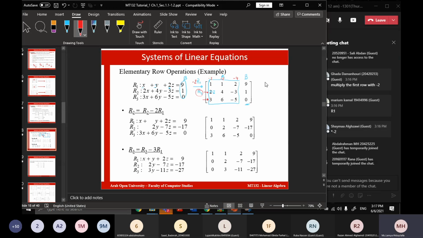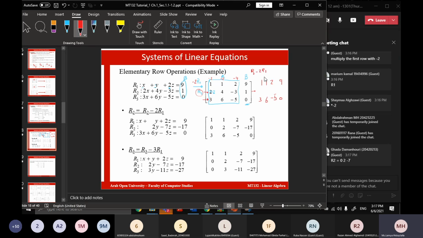Okay, the first row and the third row will stay as they are: 1, 1, 2, and then 9. And the last one stays as it is: 3, 6, -5, and 0. And I'm going to change the one in the middle. How am I going to change it? Using R1, the new row is R2 minus twice R1.